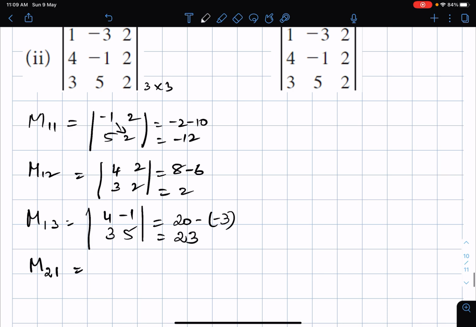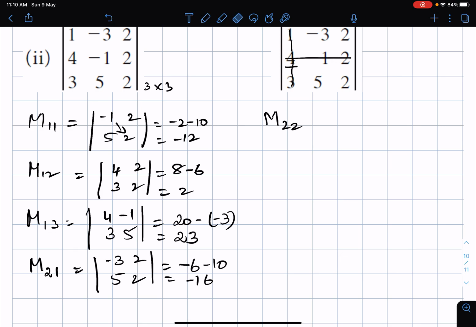It is the first element of the second row. So the second row gets eliminated and the first column gets eliminated. So your remaining elements are minus 3, 2, 5, 2. When you multiply, it is minus 6, minus 10. So your answer is going to be minus 16. Okay, next.